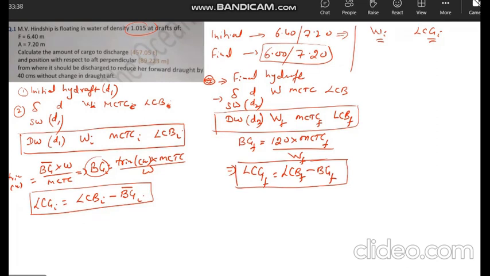Okay. So now you have the initial displacement, initial LCG. You have the final displacement, you have the final LCG. Now the difference between initial and final will give you the cargo to discharge. Yes or no? Correct? Yes, sir. And let the LCG of this cargo from where it is discharged be.